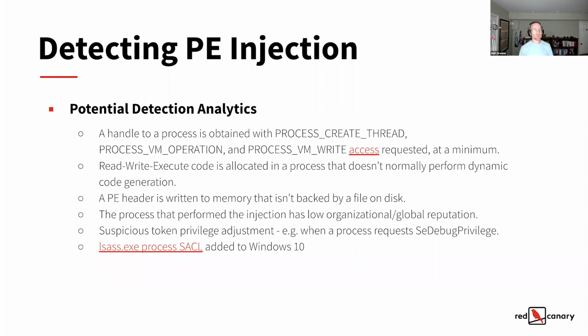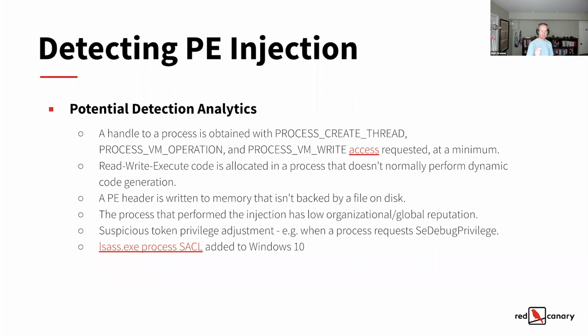Another could be that the process that performed the injection has particularly low organizational or global reputation. Also, suspicious token privilege adjustment, or in the case where SE-debug privilege is requested, for example, in conjunction with low reputation, starting to paint a better, more confident picture of something that might be suspicious.